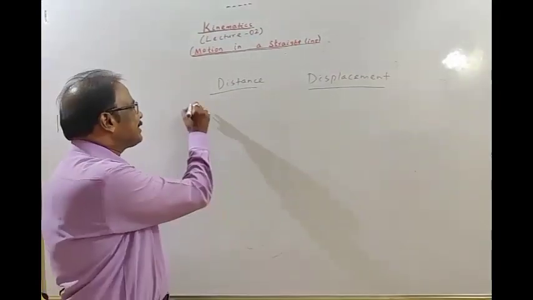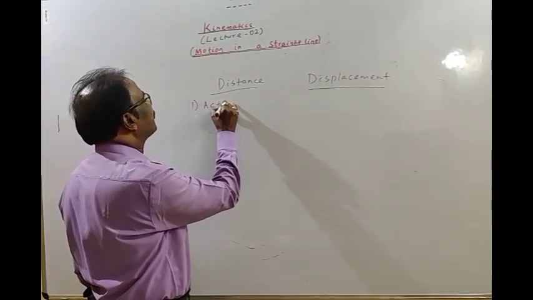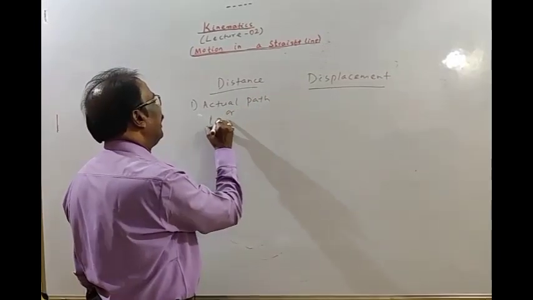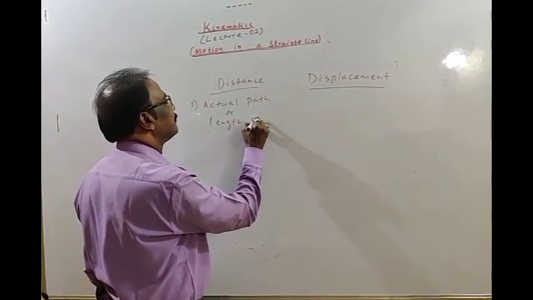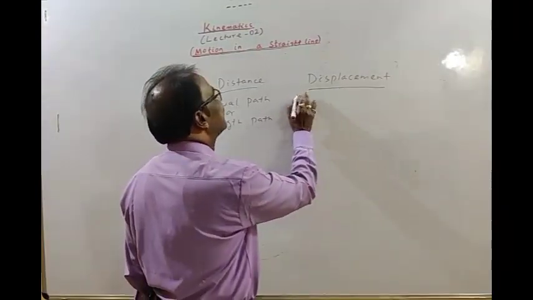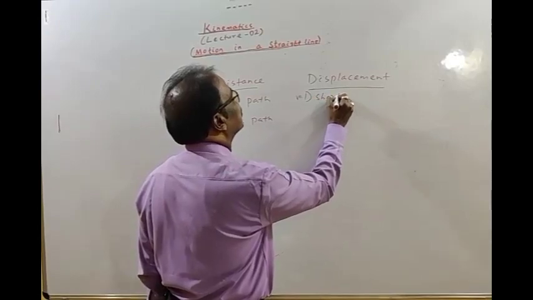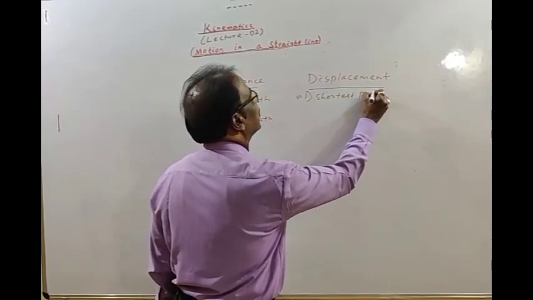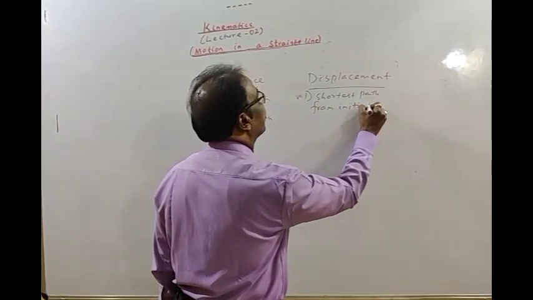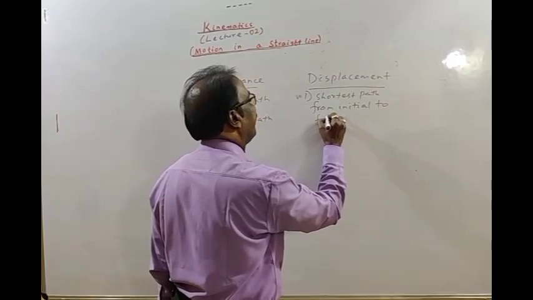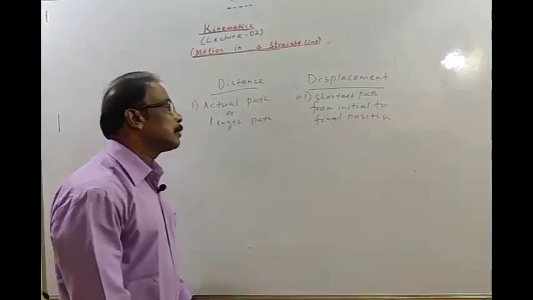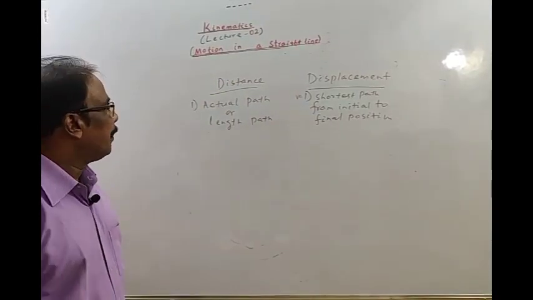Distance is the actual path or length of path traveled by a body. Okay. Displacement is the shortest path from initial to final position. Okay. Distance is the actual path, displacement is the shortest path directed from initial to final position.